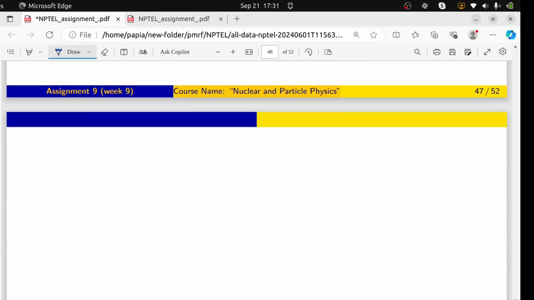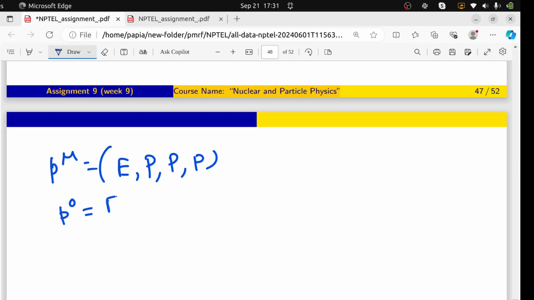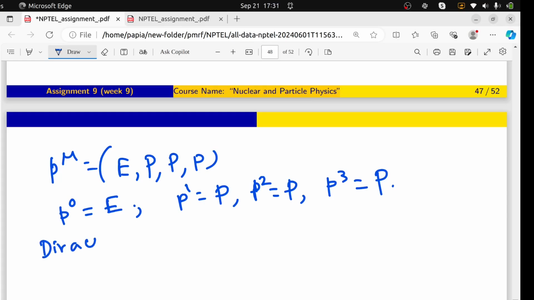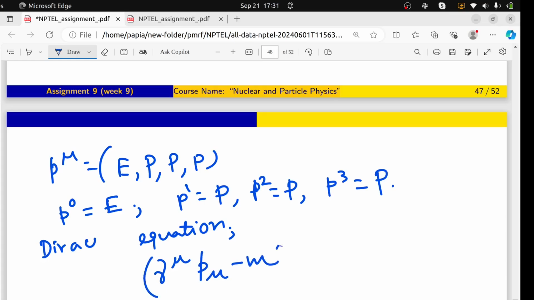So let me write here P mu. P mu is given as E P P P. This means that our P0 is E, P1 is P, P2 is P, P3 is P. Now the Dirac equation can be written as gamma mu P mu minus m of psi is equal to 0.